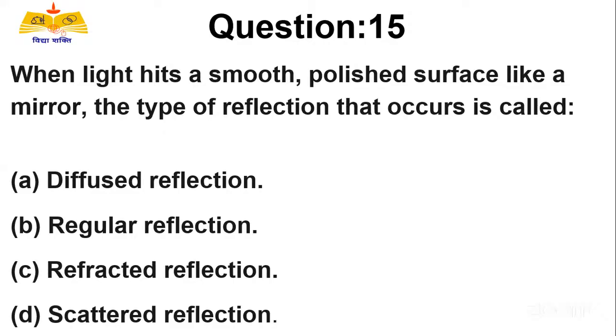The 15th question is, when light hits a smooth polished surface like a mirror, the type of reflection that occurs is called A. Diffused reflection, B. Regular reflection, C. Refracted reflection, or the D option, scattered reflection.